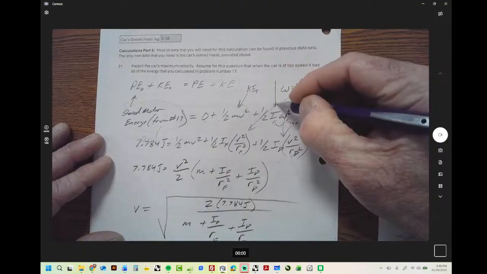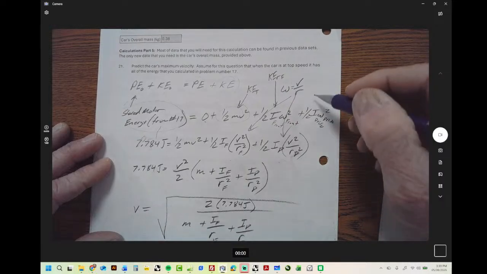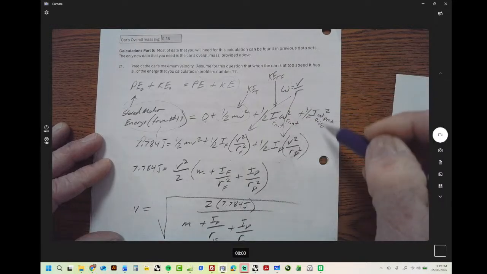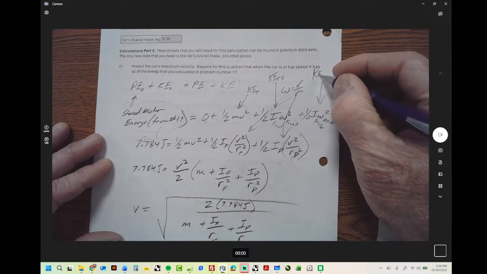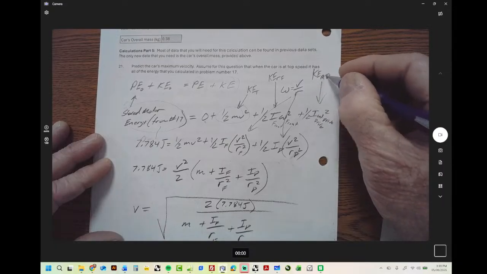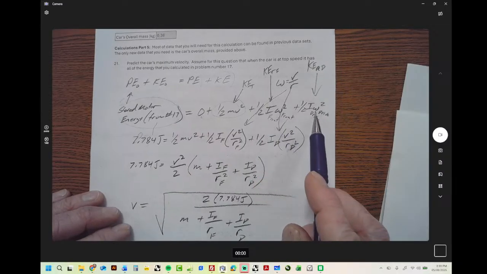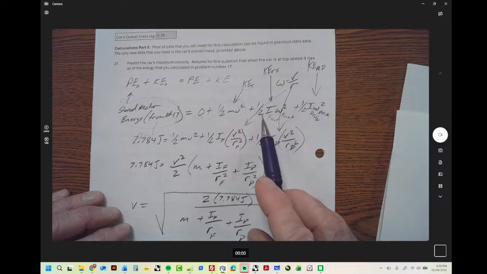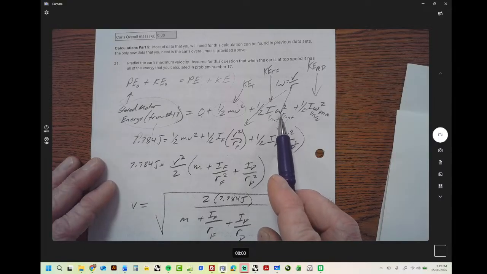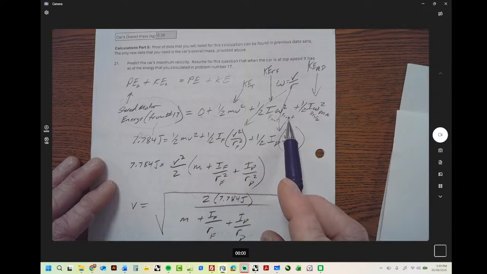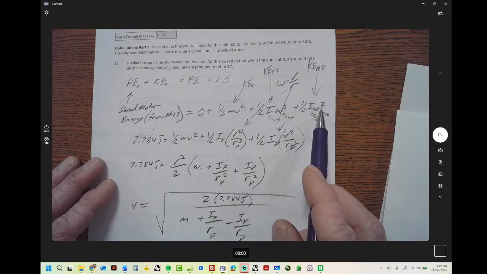But it also has energy stored in the rolling wheels. The front wheels are rolling, so this is KE rotational for the front wheels. And then it also has energy that is stored in the drive wheels. So this is KE rotational drive wheels. And the formula for rotational kinetic energy is 1/2 I omega squared. So for the front wheels, we have to multiply 1/2 times the moment of inertia of the front wheels, which we have to go look up, times the angular velocity of the front wheels squared, plus 1/2 times the moment of inertia of the drive wheels times the angular velocity of the drive wheels squared.